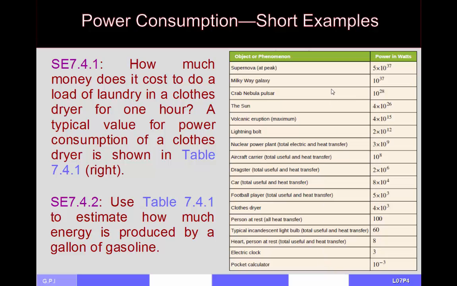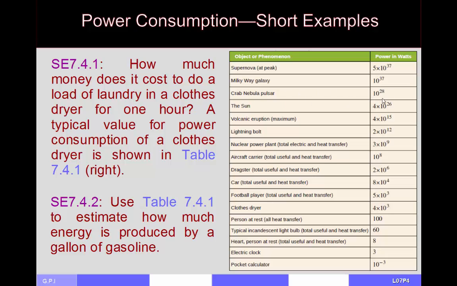So another kind of interesting set of figures comes in from this table from the OpenStax textbook, which is showing what is the power output of a variety of natural and artificial phenomena. So a supernova, that's when a large star explodes, can put out a peak power of 5 times 10 to the 37 watts. It's a lot of power. In fact, it's more than the typical average power output of our entire galaxy.